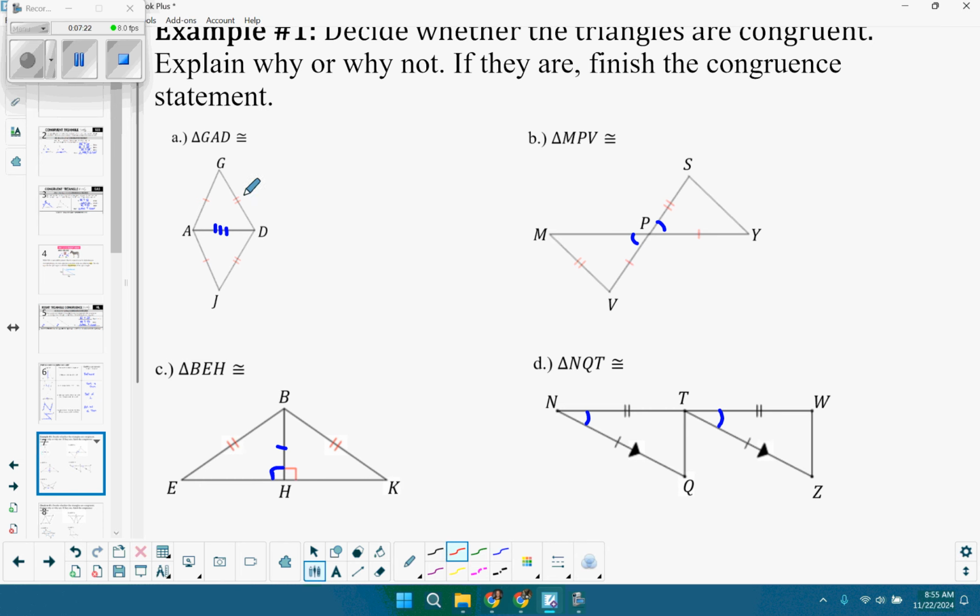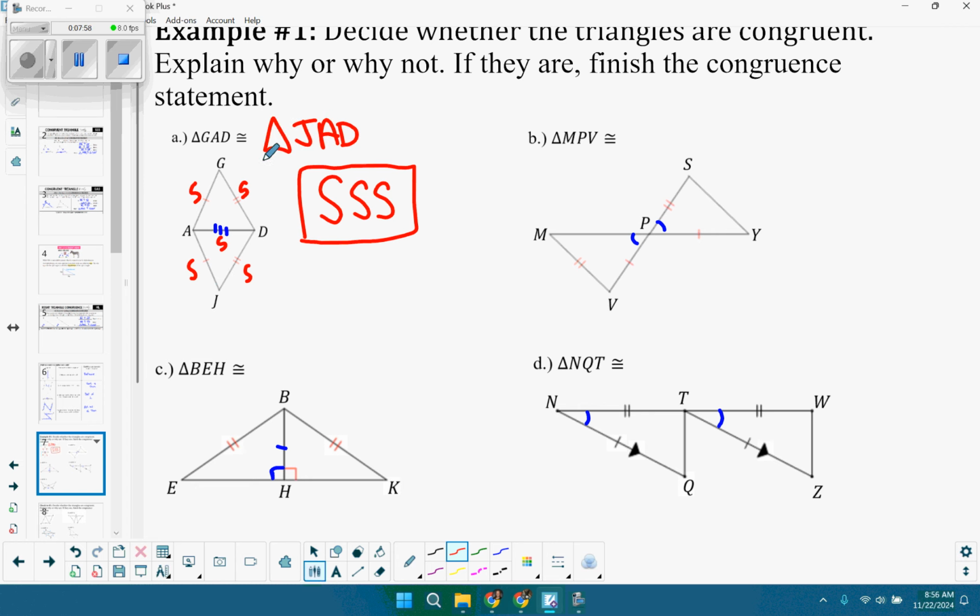Any place I see a dash represents a congruent side. So in this figure, I had 3 sets of dashes on my triangle. That means I'm left with S, S, and S, which is one of the ways to say that triangles are congruent. And the second triangle does in fact match the first, which is something that has to happen as well. So these are congruent by SSS. And for my congruent statement, I had GAD, so top along one across. So that would be JAD to finish our congruence statement.